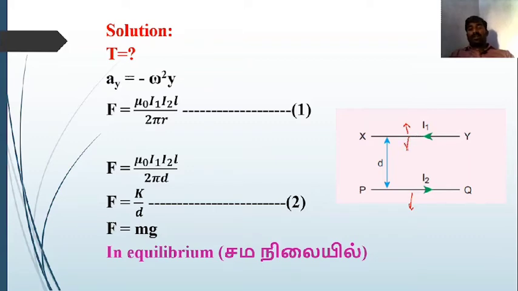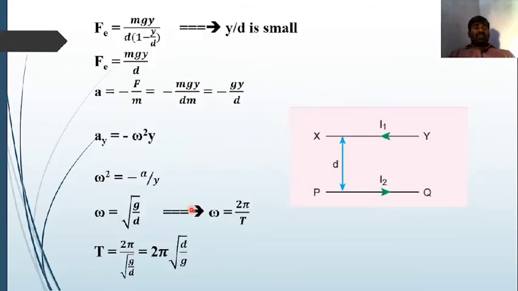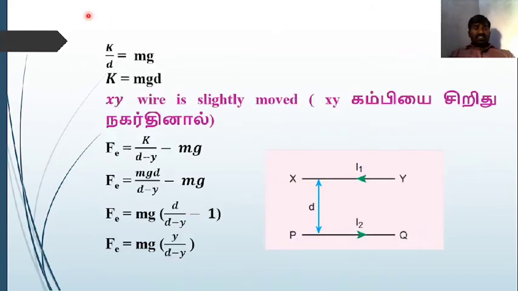In this equilibrium, the downward gravitational force mg acts. So we write F is equal to mg. In the equilibrium position, these two equations can be equated. So we come to F is equal to K by D. Here mu naught I1 I2 L upon 2 pi is a constant, so we write it as K. That's why we write F is equal to K upon D. Finally, K upon D is equal to mg, K is equal to mgd.